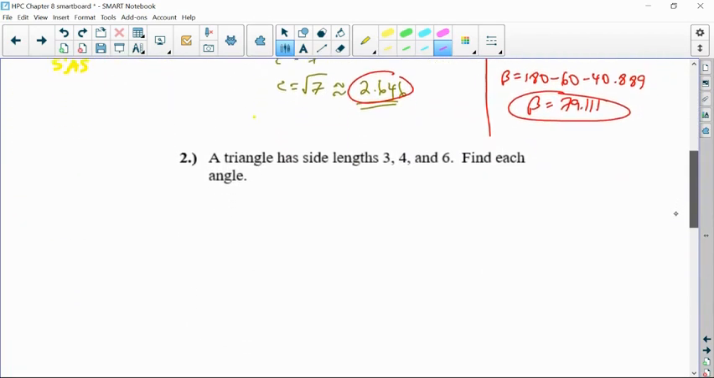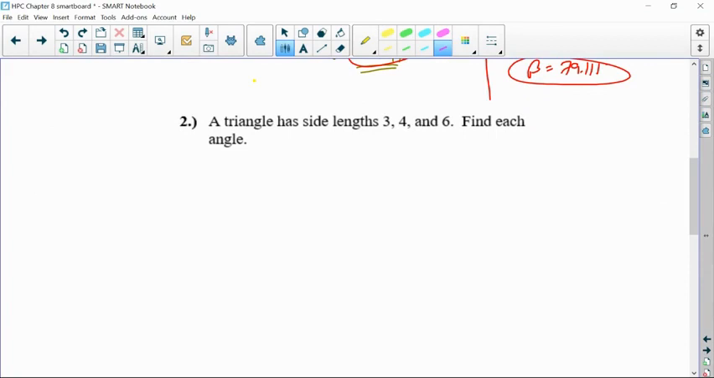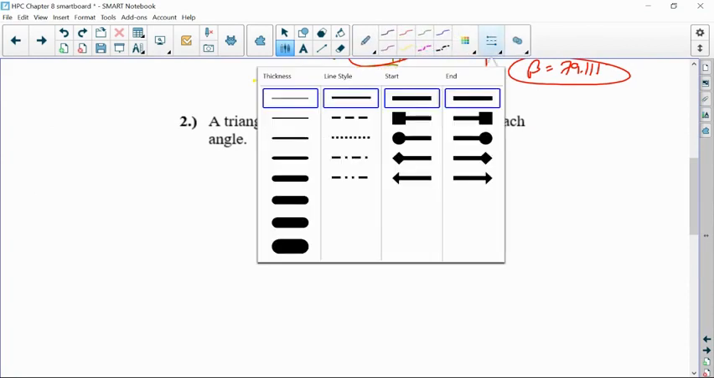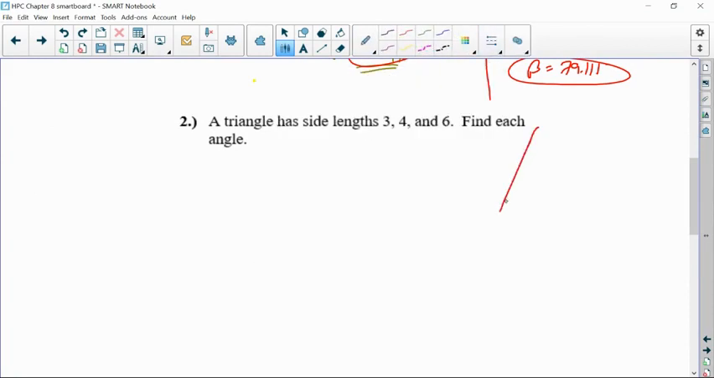Here's a situation where I'm given 3 side lengths, 3, 4, and a 6. It says find each angle. And so, okay, I'm going to find each angle. And again, drawing your triangle, it doesn't really matter how you draw it. So call this 3, call this 4, call this 6. Now, they didn't really give us a relationship with an A, B, C with the 3, 4, 6, so it doesn't really matter what you call it. Maybe call this alpha, beta, gamma.